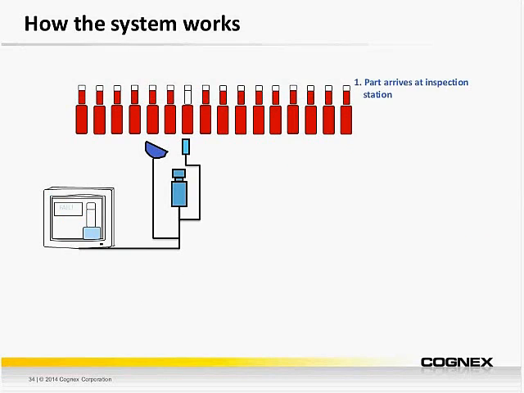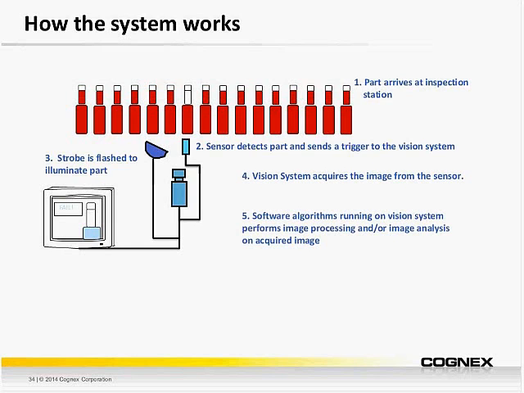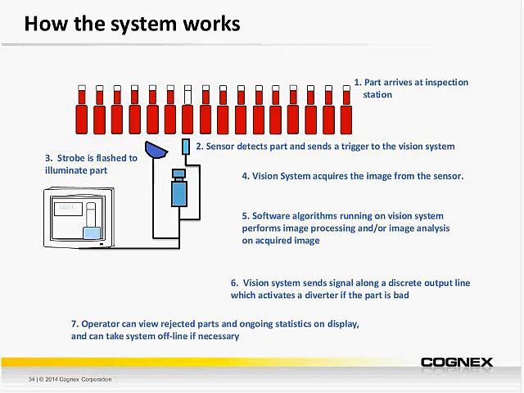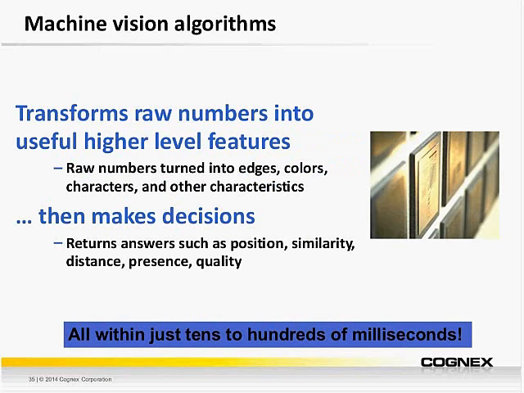at fill level inspection. When a bottle arrives at the inspection station, it is detected by a sensor which triggers the vision system to strobe a light and take a picture. And after the image is acquired and stored in memory, the vision software processes and or analyzes the image and outputs a pass-fail result. Faulty parts result in the vision system signaling a diverter to reject the part, and the operator can view rejected parts and ongoing statistics of the process on a display.